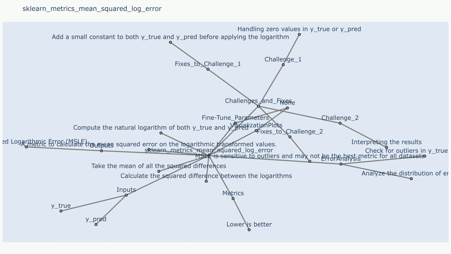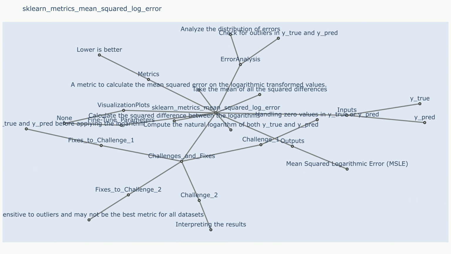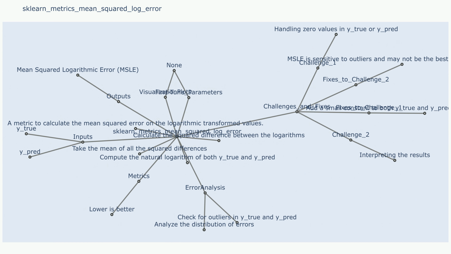Challenge 2: explain in detail the MSLE can be difficult to interpret. Sample use case that resulted in challenge 2: it can be challenging to understand the significance of a specific MSLE value. Fixes to challenge 2: the MSLE can be compared to the MSLE of other models or to a baseline model.